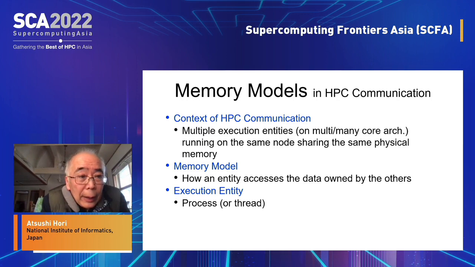The memory model here means how an entity accesses the data owned by the others. Since they share the same physical memory, basically they can access the data of the other execution entity. In this talk, the execution entity is a process. This is the definition used in this talk, but in general it can be said more broadly.